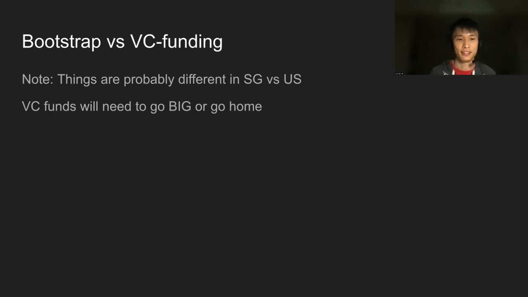So one thing you will need to know is that the way VC funds work is that they need to go big or go home. And that's not just something they say to stroke their ego. Because the way VC funds work is that the investor leading the fund often has to use that money to invest in maybe tens or hundreds of startups. And because their time is limited, they can only meet so many companies. As a result, they tend to invest in companies that can make a huge difference in their returns.